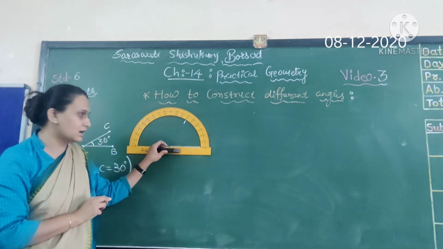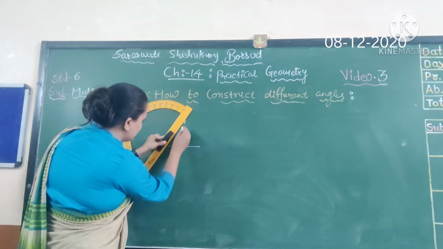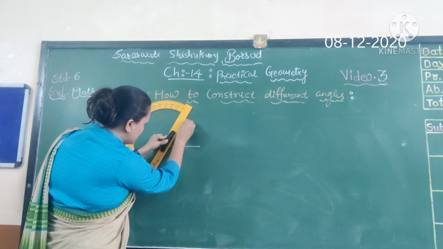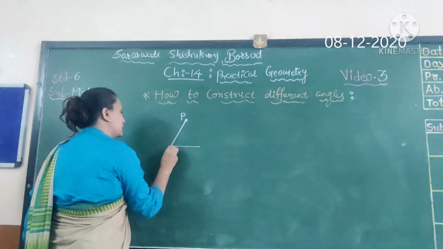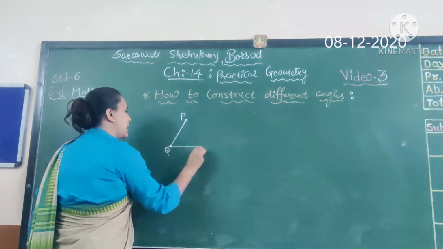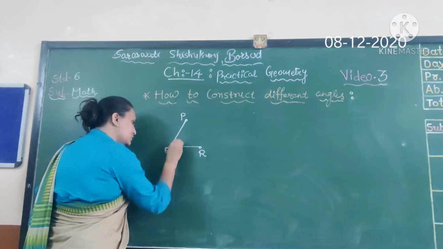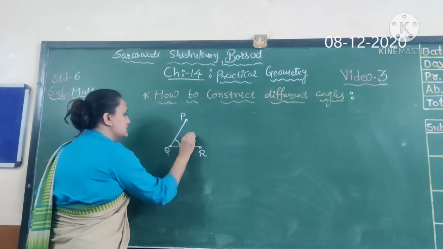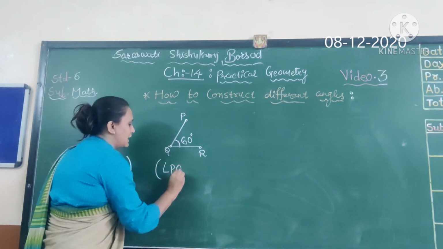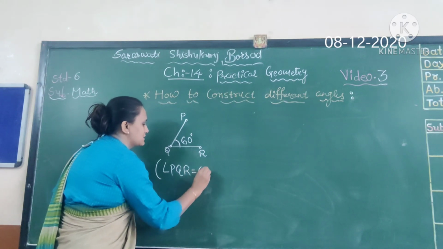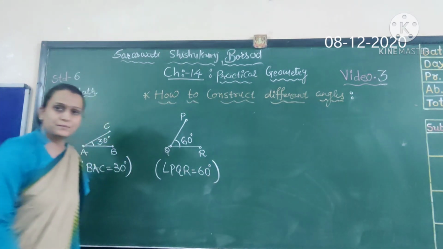So mark it on here and join 60 degree from the point. Let us name it as P, Q and R. So here you are able to find the measurement of 60 degree. So we can say that angle PQR is exactly 60 degree.